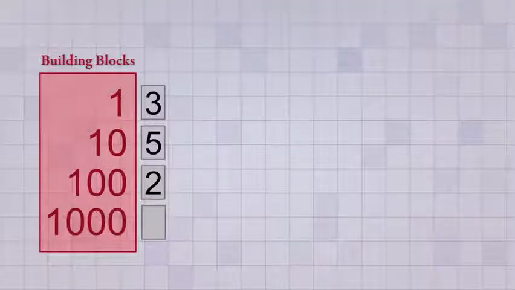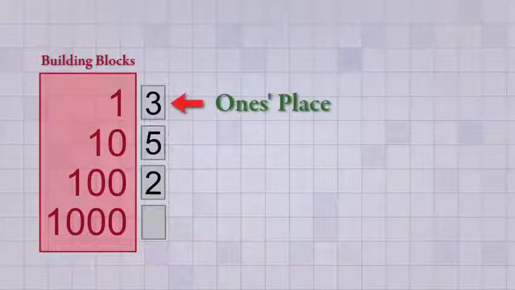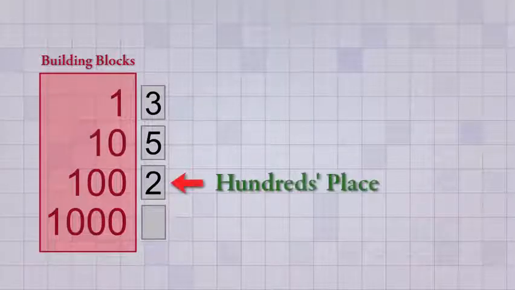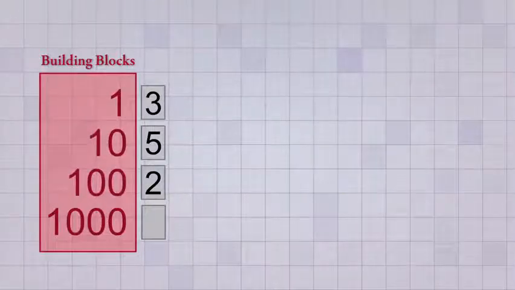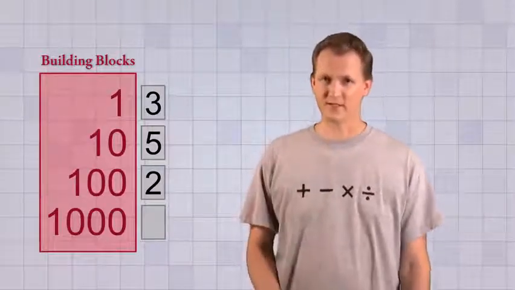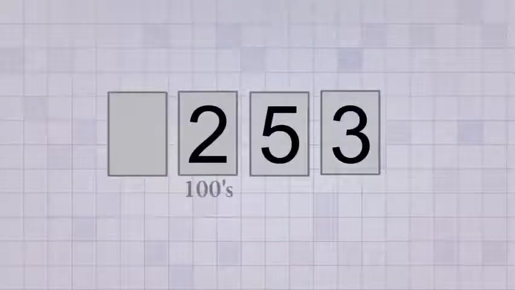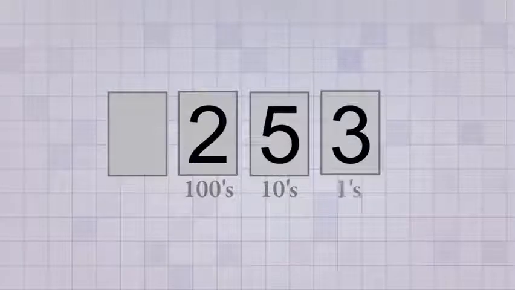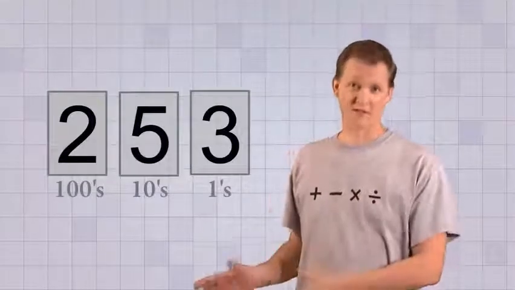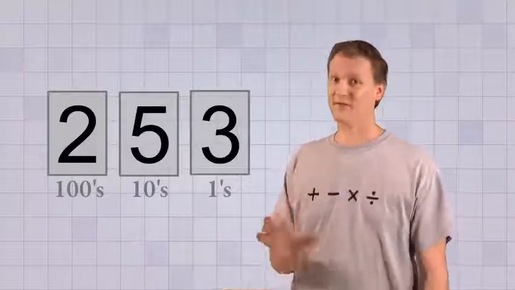Each number place is named for the building block it counts. For example, this number place is called the ones place because it counts ones. This is the tens place because it counts tens. And the hundreds place counts hundreds, and so on. Of course, most of you aren't used to seeing numbers written like this, so let's rearrange our number places to make it look more like we're used to. There. Now you can see that the 2 in the hundreds place, the 5 in the tens place, and the 3 in the ones place all combine to make 253. Oh, and most of the time we don't actually show the number places. They're invisible. There. That's better.